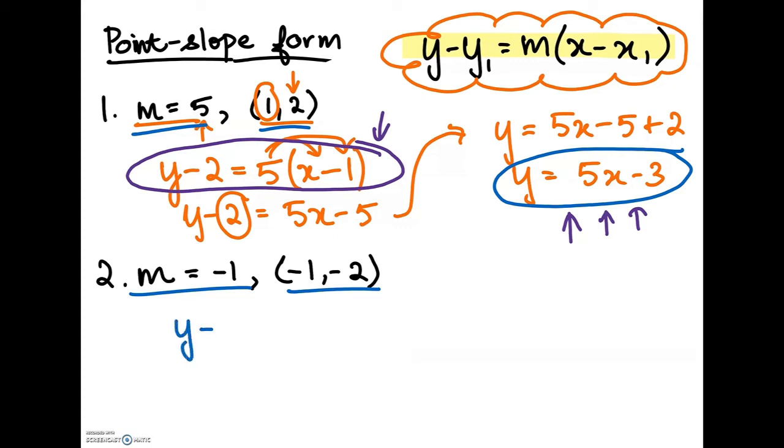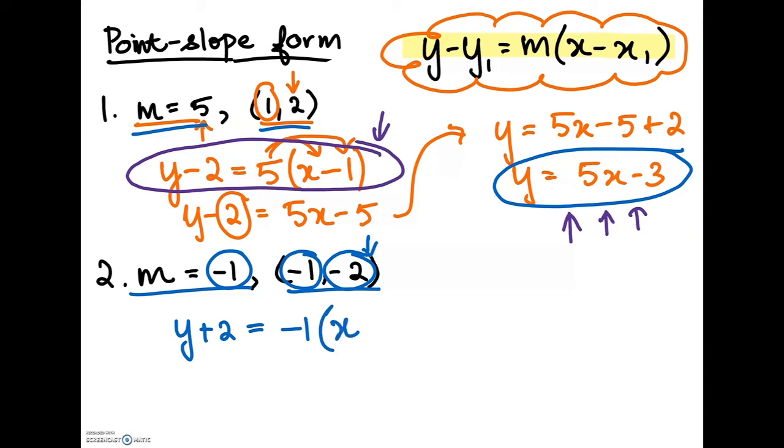So y minus y1. Now, this is another important point to note. In this case, our values are negative. So our y value is negative 2. When you're putting it in the equation, you're going to reverse the sign. So it's going to be positive 2. Our slope is negative 1. You don't reverse the sign of the slope. That just remains however it is.